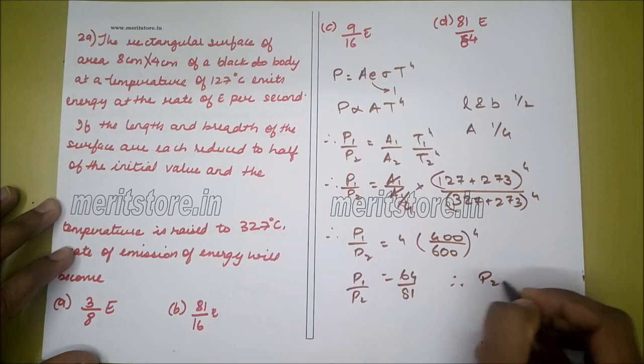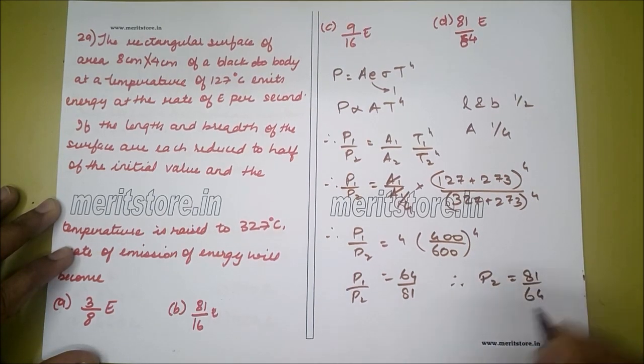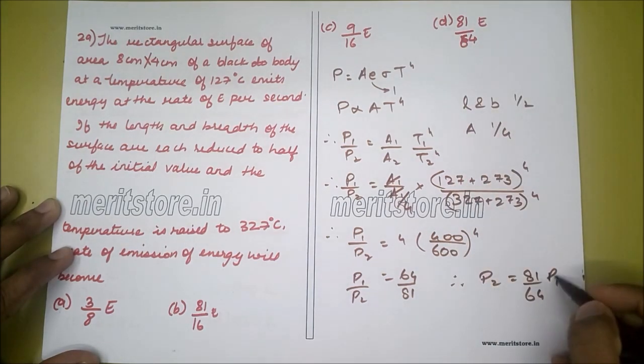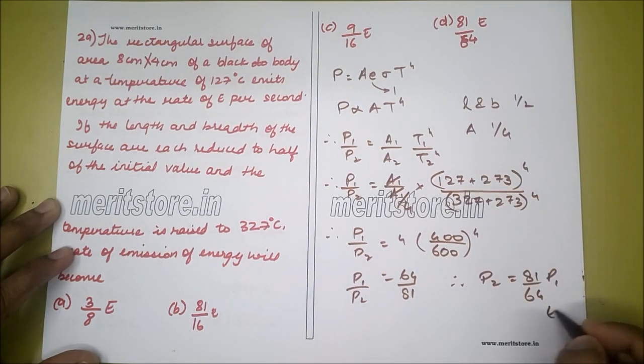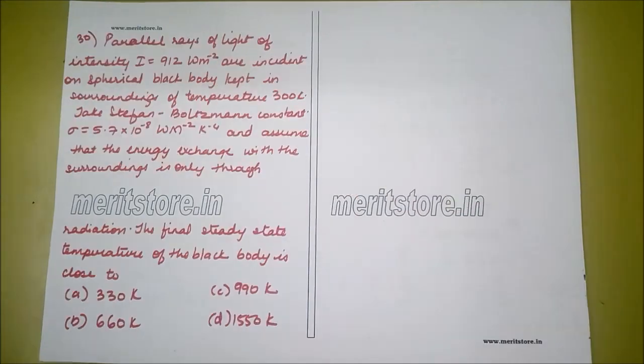So therefore P2 is equal to 81 upon 64 times P1. Hence P1, or in this case the energy E, so 81 upon 64. Hence option D is the correct answer.